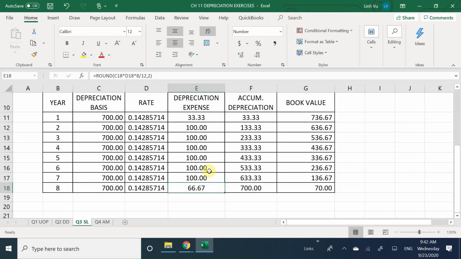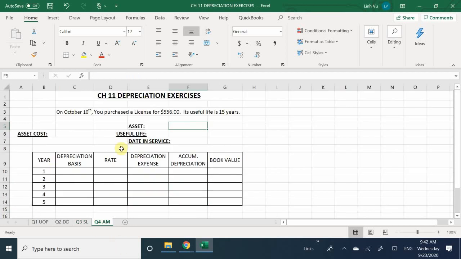Okay. All right. So let's go ahead and dive into our last example here, which is amortization. All right. What do we know about amortization?